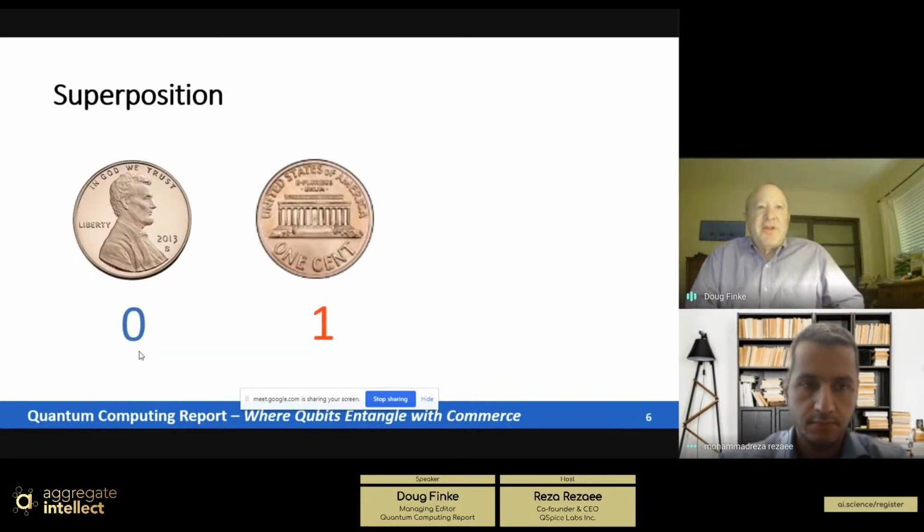And then the other is superposition. So in the classical world, we're used to bits. Bits can be in the 0 or 1 state.